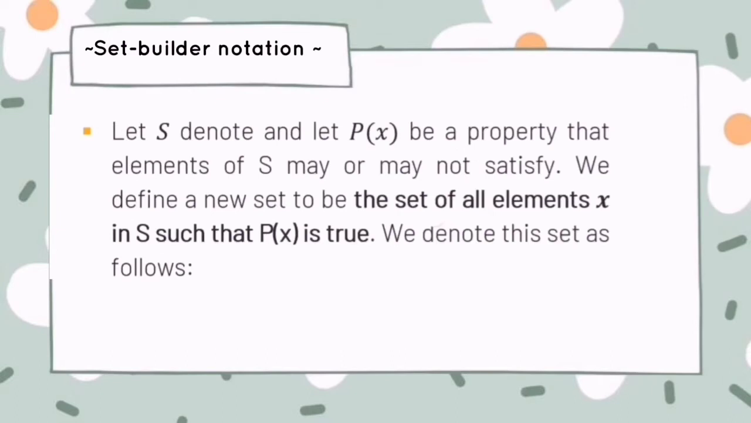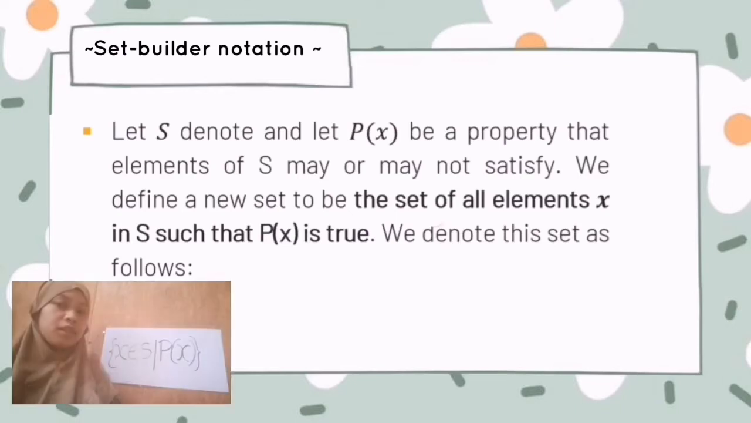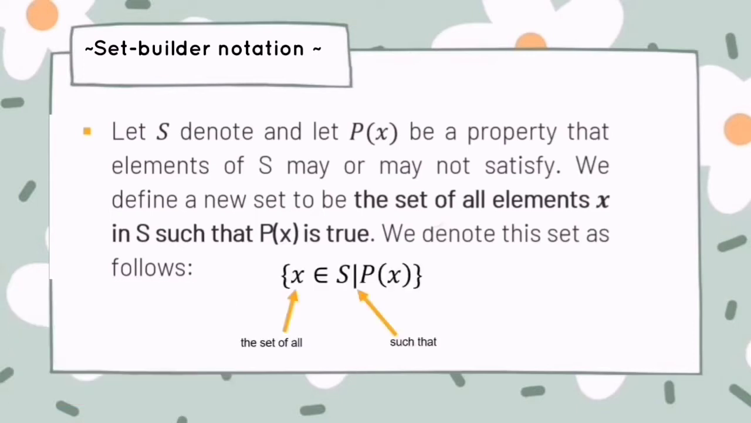Set builder notation. Let S denote a set and let P(x) be a property that elements of S may or may not satisfy. This is read as the set of all elements x in S such that P(x). And this is how we denote the given statement.